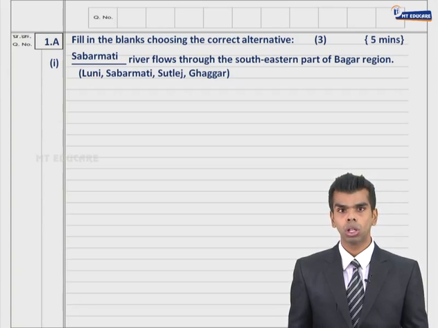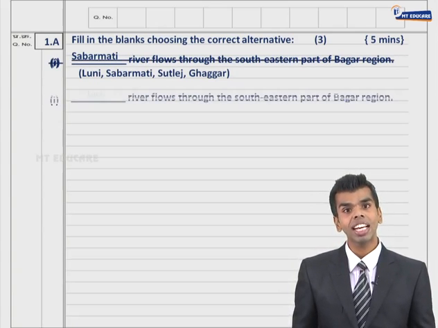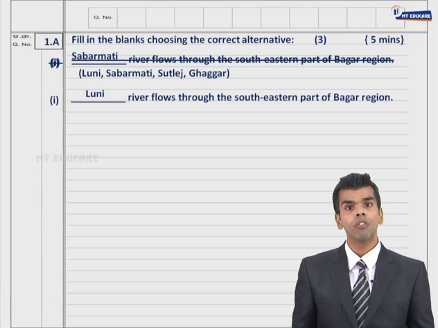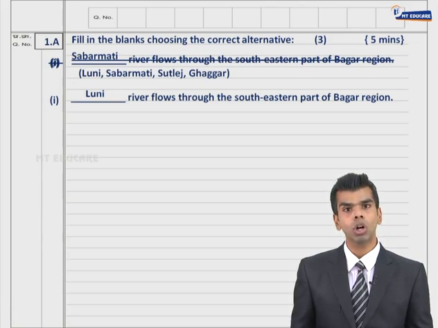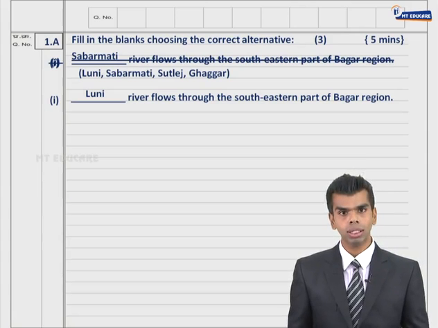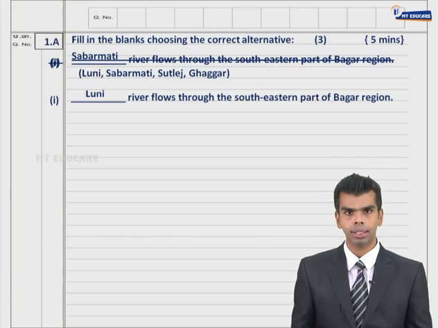Now what to do? Rather than cancelling only the blank, put a strike mark through the entire sentence and rewrite the entire answer once again with the correct blank. This is the way you're going to attempt the fill in the blanks of geography, which will give you 3 marks, 3 questions, and the approximate time to solve this question is 5 minutes.